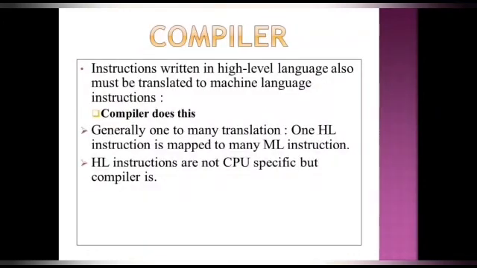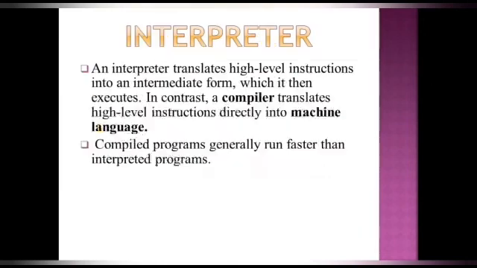Compiler. I think we all have heard about this term earlier as well. Instructions written in high-level language also must be translated into machine language. A compiler does these two functions. Generally, one-to-many translation: one HL instruction is mapped to many ML instructions, and the HL instructions are not CPU specific but the compiler is.